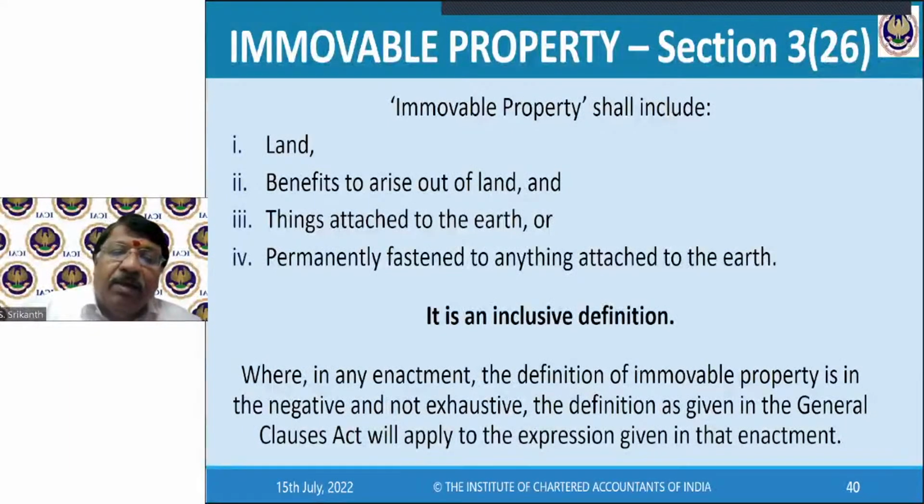Where in any enactment the definition of immovable property is negative and not exhaustive. Suppose a law says immovable property shall mean, that is exhaustive. You remember interpretation? Immovable property shall mean or means, that is it. You can't bring in the General Clauses Act. But if it is not exhaustive, or it is merely negative, saying this is not there, that is not there, then to find out whether it is immovable property or not, you can bring in this General Clauses Act.